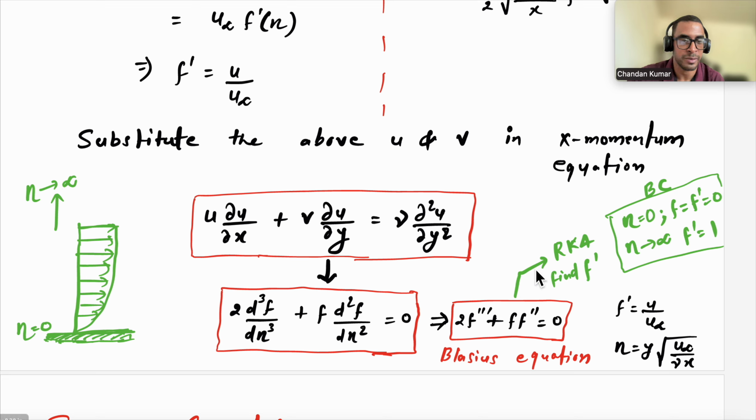On the surface, we set the boundary conditions for this particular problem as f and f prime equal to 0, while when eta tends to infinity, we set f prime as 1. So once we solve this Blasius equation, we have the derivative f prime, and that gives us the velocity distribution within the boundary layer, and this information we will use for the stability analysis.